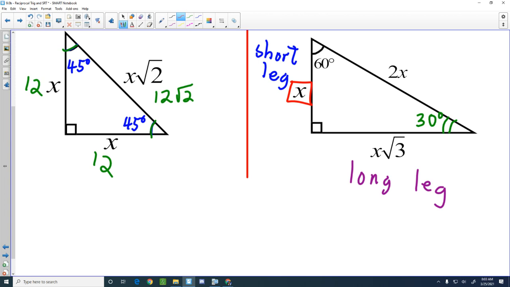So if the short leg is, let's say, 8, how long would the hypotenuse be? What's 8 times 2? Just 16. You just double the short leg and you get the hypotenuse. Very easy. Now for the long leg, what we're going to do is take that short leg again, x, which is 8 in my example here, and you just multiply it by root 3. But you don't actually multiply it together. You're simply going to write it as 8 root 3.